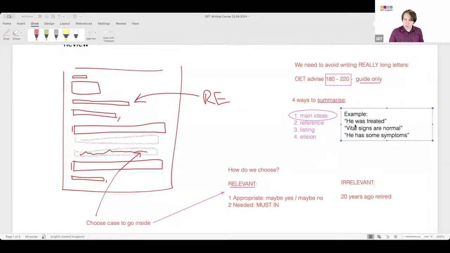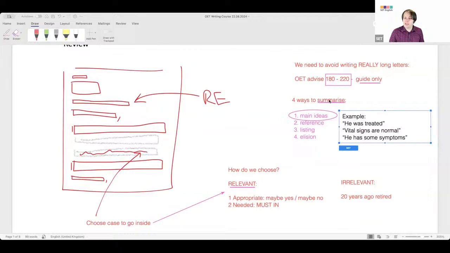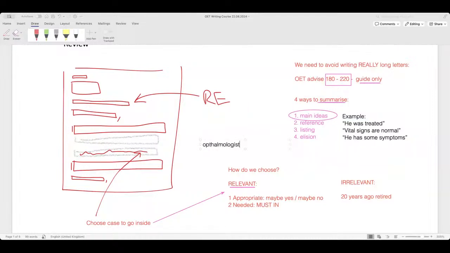Now, summarizing is not always good. Just one last thing before we move on. Remember, summarizing is not always good. Sometimes it can be very bad. Imagine you're writing to an ophthalmologist. What's that, guys? Ophthalmologist. Eye specialist. Eye doctor.